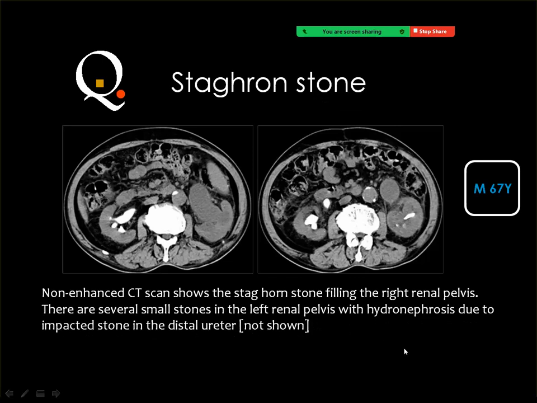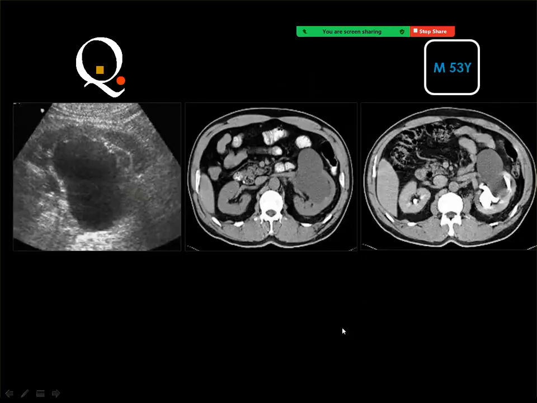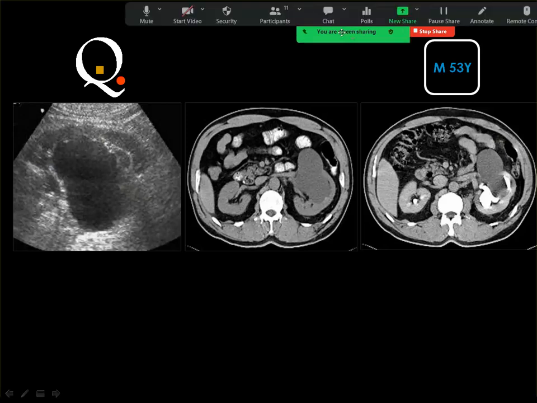Next case is male, 53 years old, with ultrasound of the kidney, CT without contrast, and CT with contrast, excretory phase.